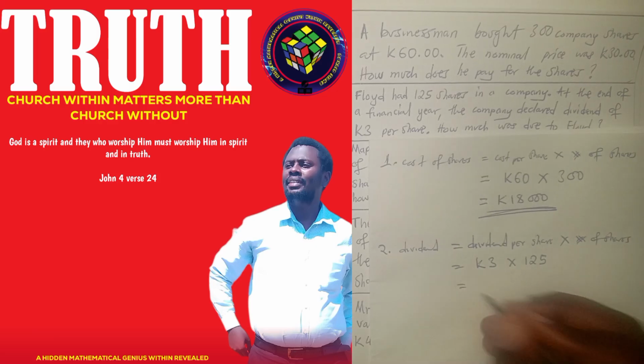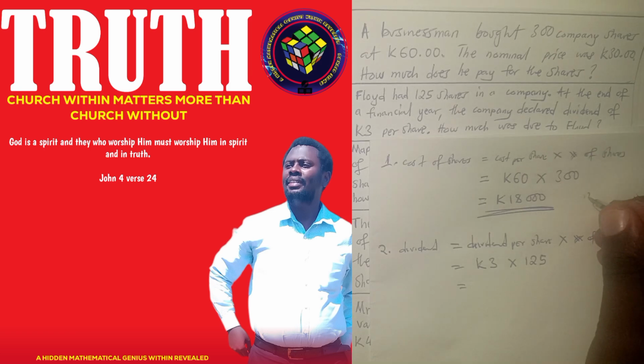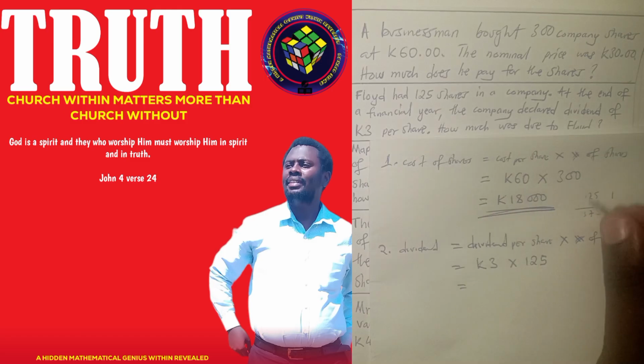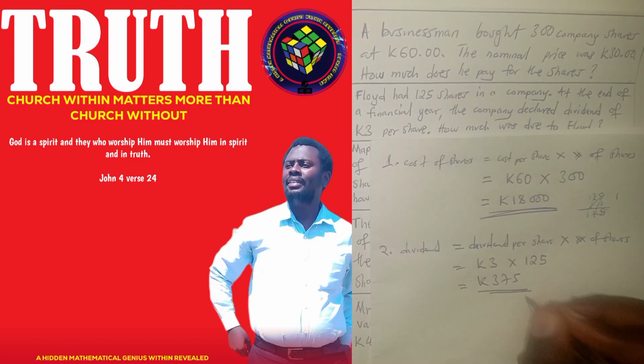Okay, so you say 3 multiplied by 125. Yes, we get 375. 125 multiplied by 3. 3 multiplied by 5, that is 15. 5 carry 1. 3 multiplied by 2, that is 6. Plus 1, 7. And 3 multiplied by 1, that is 3. So you get 375 kwacha.